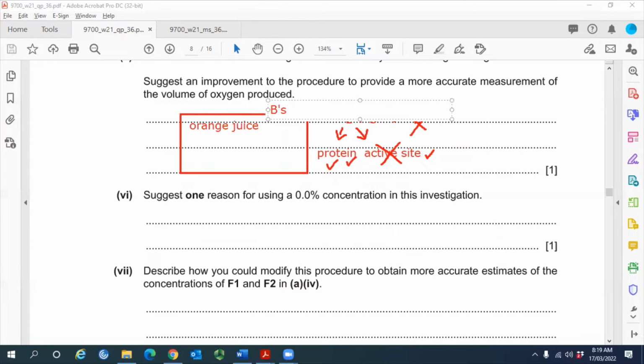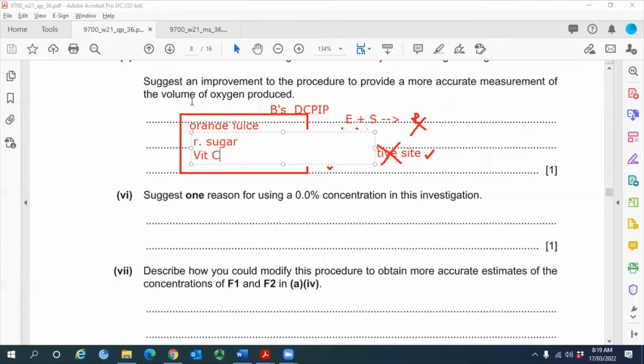Another one is the DCPIP, which is actually the ascorbic acid test. So I got two tests, but inside orange juice has got reducing sugar, and it's got this vitamin C, ascorbic acid. Okay, so I'm not sure because I got two factors here which can affect the result of these two tests.